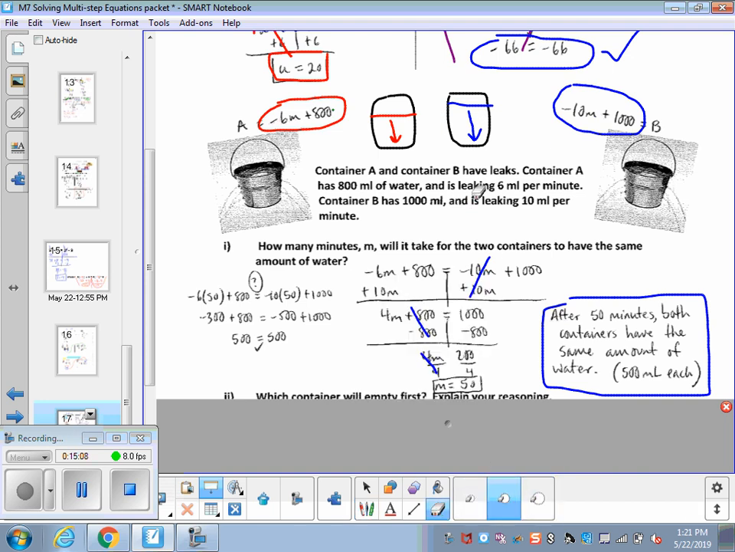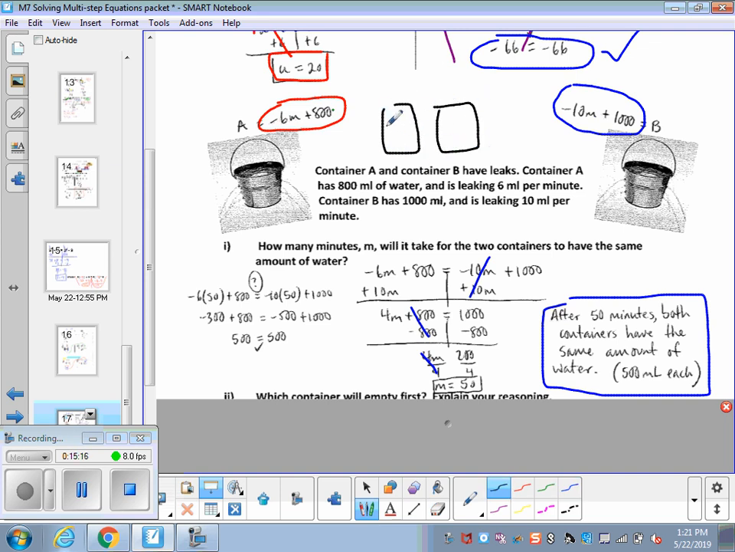So after 50 minutes, I can now say, if I redraw these containers, if it was 50 minutes in of leaking, they would both be at the same level, okay? Now, a follow-up question there is, when they are level, how much water is actually in them? And that's actually what happens when you plug in the 50 on both sides. When you plug in the 50 on both sides, we get 500 on both sides. That means that after 50 minutes, both of these will have 500 milliliters of water.